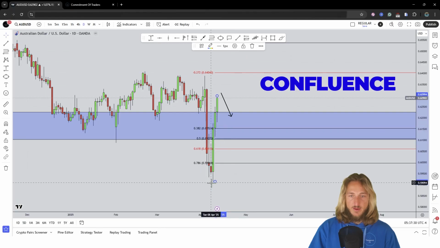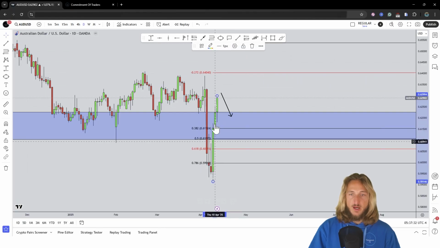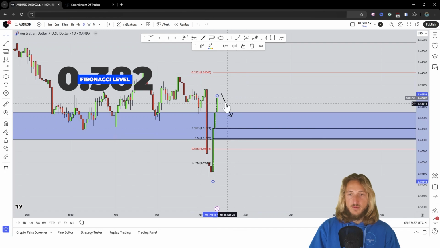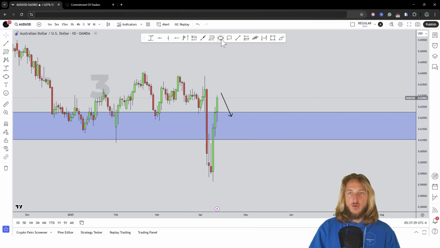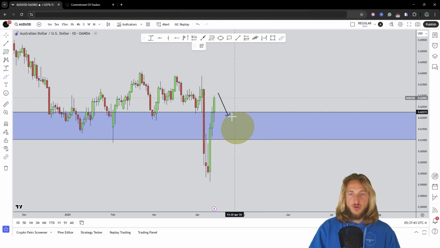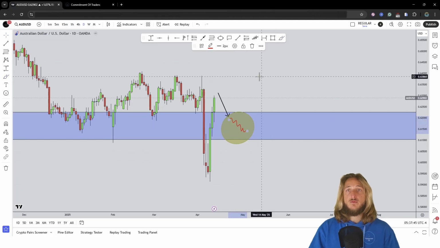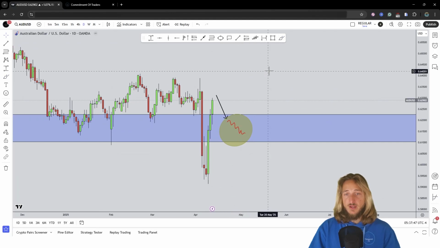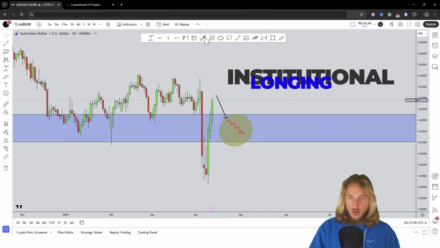because if we take our Fibonacci from the low to the high of the impulse leg, we can see how we have the 0.32 around this zone, meaning that if the market will now correct to this area, we essentially have strong confluence of support inside of this area, and inside of a confluence of support zone, there is an increased probability of seeing institutional longing.